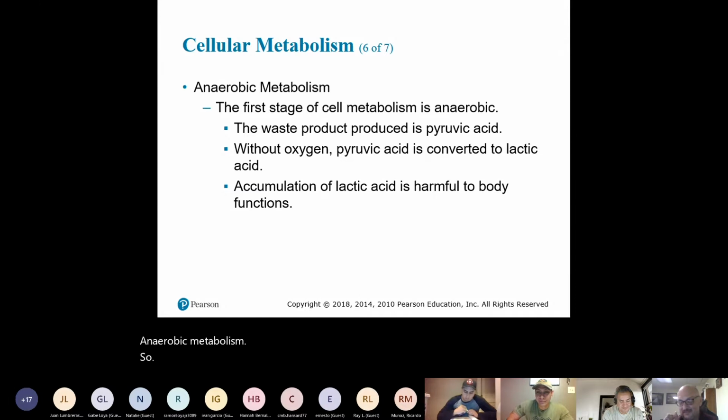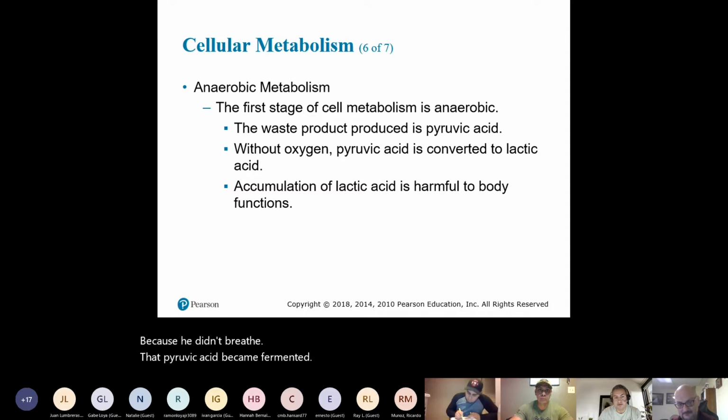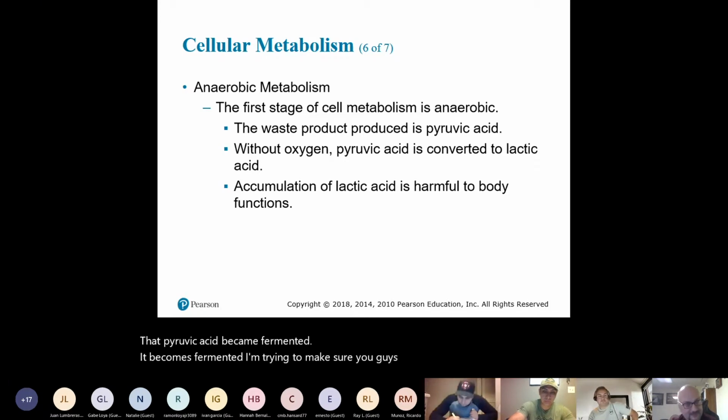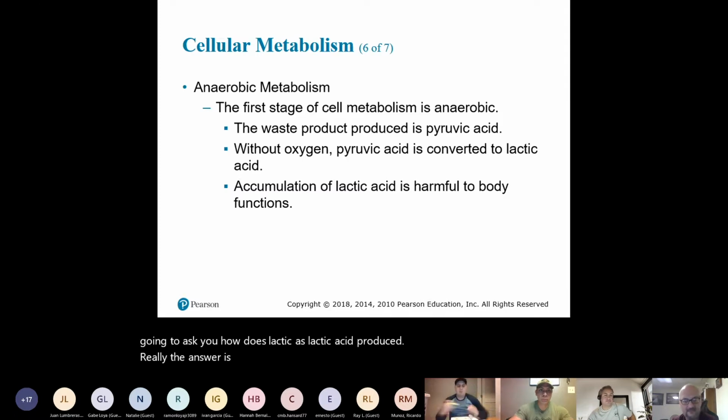So as a result of that anaerobic metabolism, he built up lactic acid because he didn't breathe. That pyruvic acid became fermented. I'm trying to make sure you guys realize that. Now, they're not going to ask you how lactic acid is produced. Really, the answer is pyruvic acid is fermented into lactic acid. But his muscles are being bothered by that acid just because he didn't breathe right.